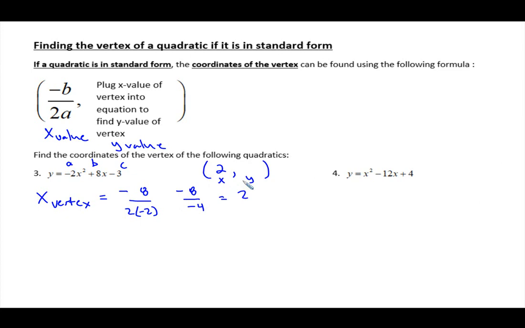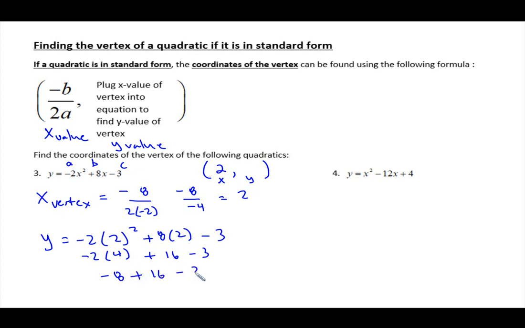We need to find the y value. To find the y value, you just take the x, you plug it into the problem, and it'll give you y. So y is equal to -2 parentheses 2 squared plus 8 times 2 minus 3. Then we just work this out. Make sure you follow order of operations. So this is -2 times 4, plus 16 minus 3. So we end up with -8 plus 16 minus 3. All of this is going to give us y is equal to 8 minus 3, which is 5.